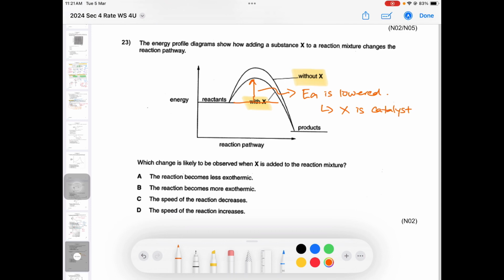Which change is likely to be observed when X is added to the reaction mixture? In the last lesson I did remind you, when a catalyst is added, only the EA is lowered, but the enthalpy change of the reaction, which is indicated by this part of the graph, remains the same. So the reaction will not become more or less exothermic because delta H remains the same. But because X is a catalyst, we are going to increase the speed of the reaction.